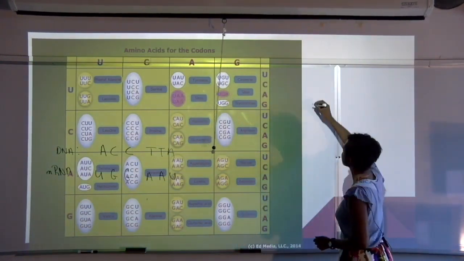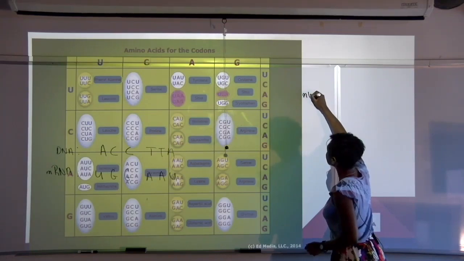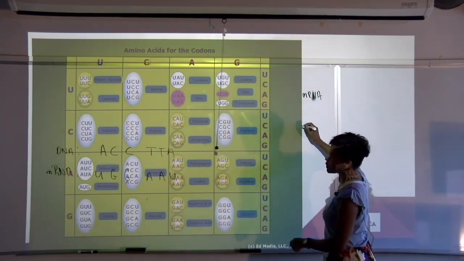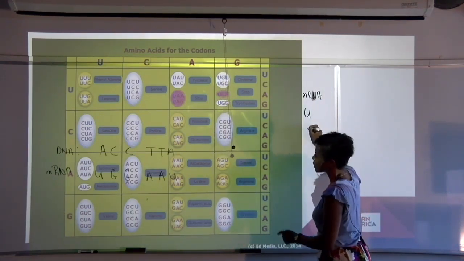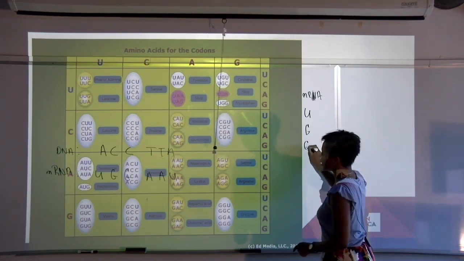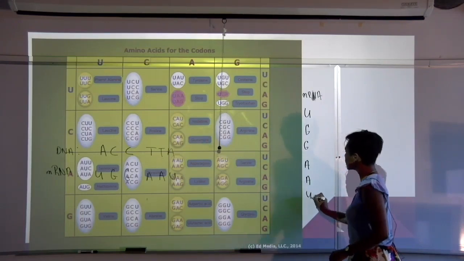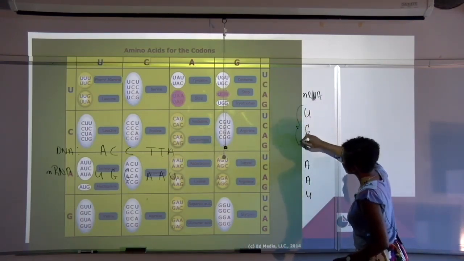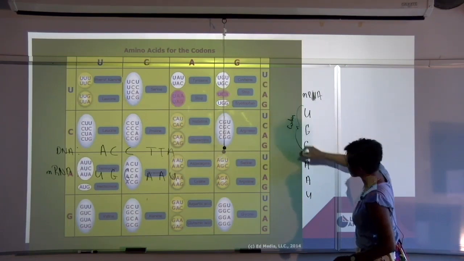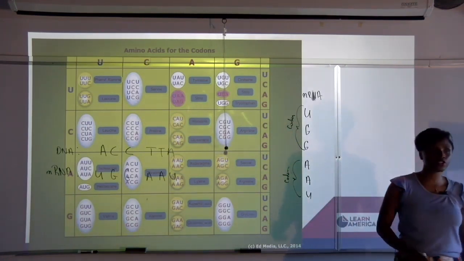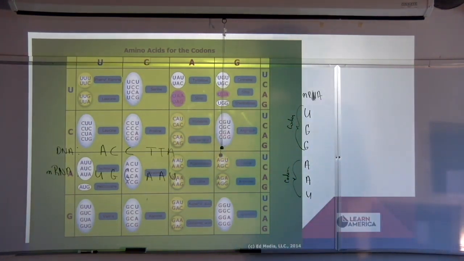So here my message, I'm going to move it over here. My messenger RNA, the first one is U, G, G. My second one is A, U. Every 3 represents a codon. So that's the code that you'll use to translate the message. So use your sheet and let's look up what amino acid it is translated into.